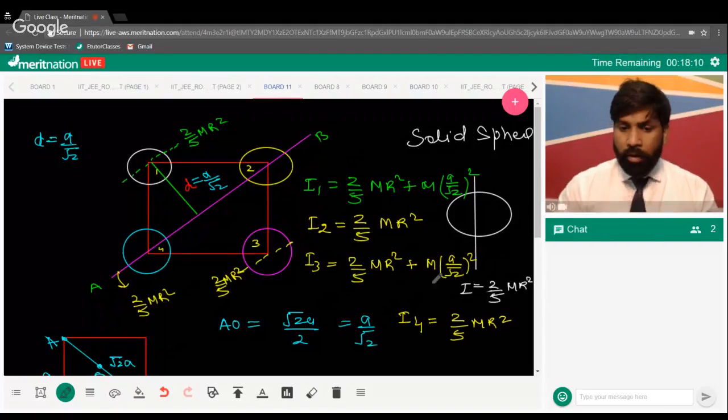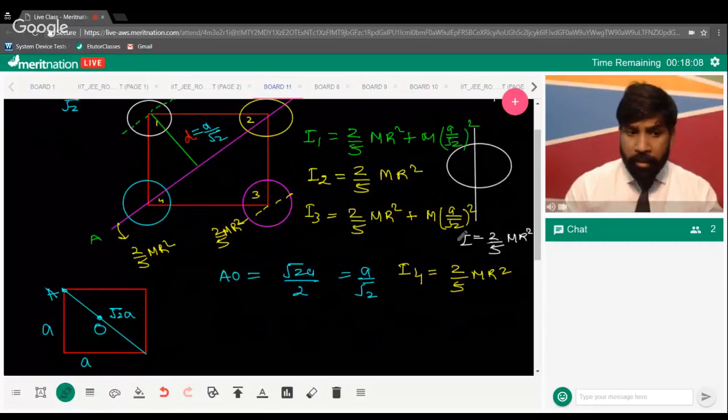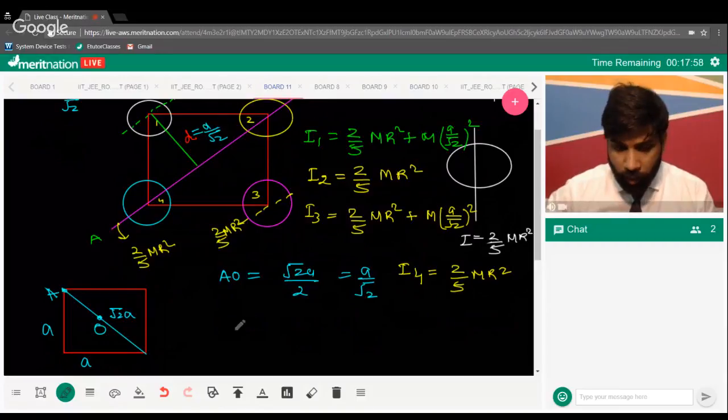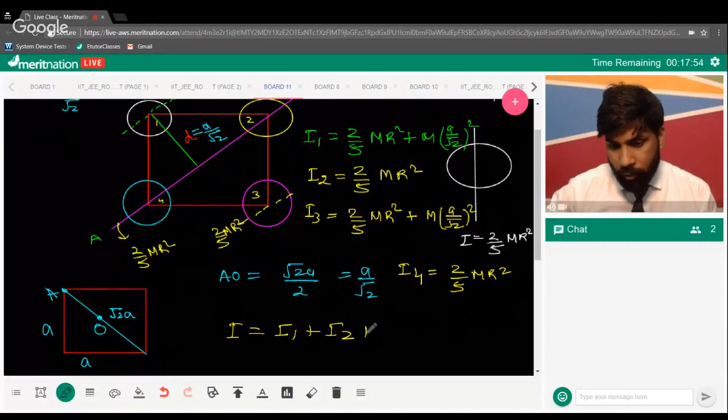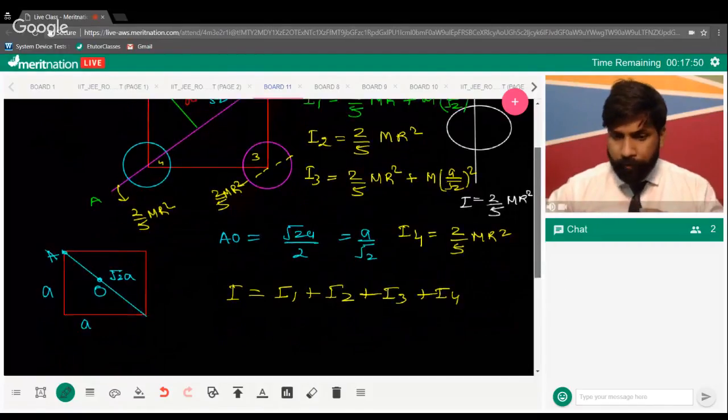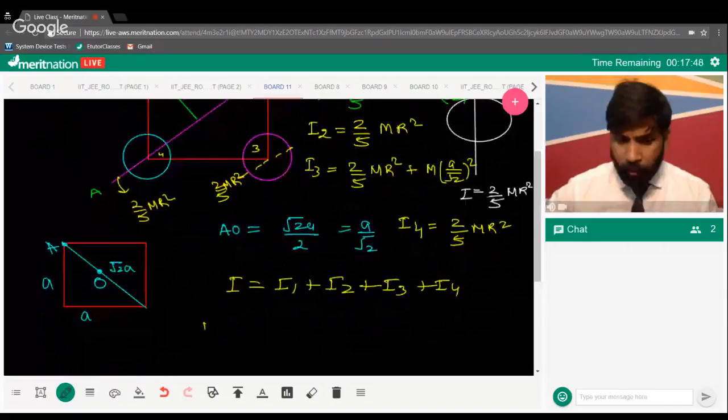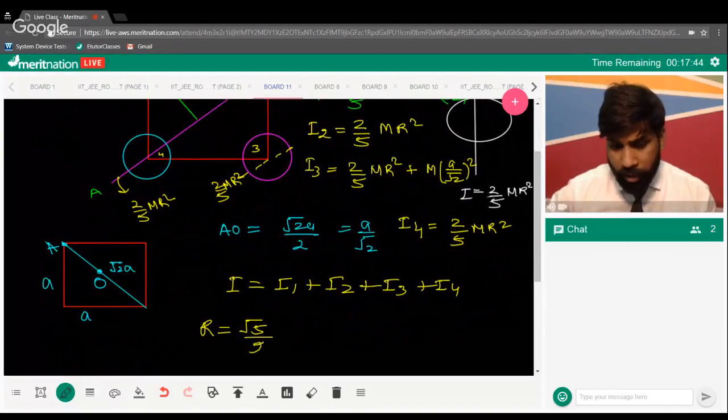Okay, so now we have calculated the moment of inertia due to the first, second, third, and fourth sphere about this pink color axis. So for the moment of inertia of the entire arrangement, what can we do here? I is equal to I1 plus I2 plus I3 plus I4. Okay, so you can add them and put the value of r. You know, the radius is what? Root 5 by 2 here.